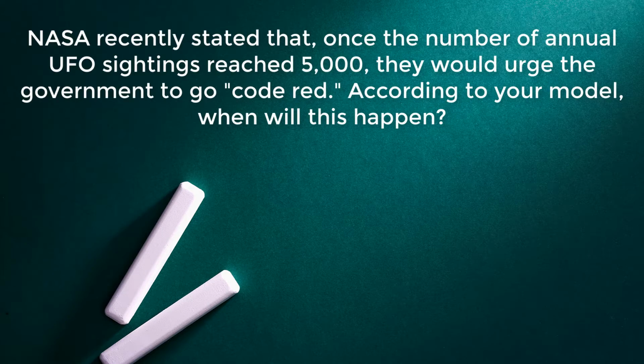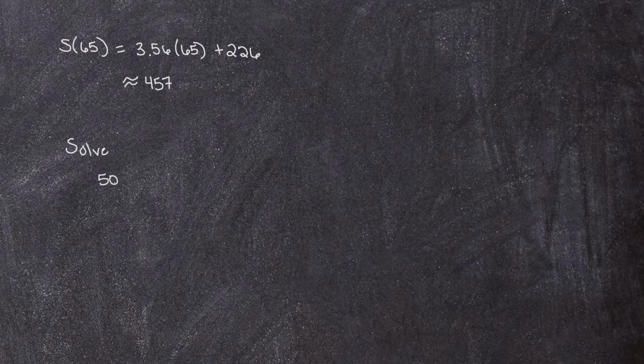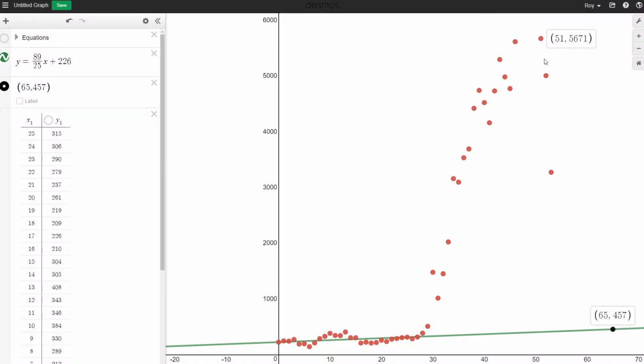But what about the following question? Let's pretend that NASA recently stated that once the number of UFO sightings climbs above 5,000 per year, they will urge the government to go code red, whatever that means. And according to your model, we want to know, when will this happen? This is simply asking us to solve S of t is equal to 5,000. Doing so yields a time value of roughly 1,341. This is well over 1,000 years from now and really showcases how our model breaks down because according to the real world data, we already had 5,000 sightings in 2017 and actually several years around 2017.